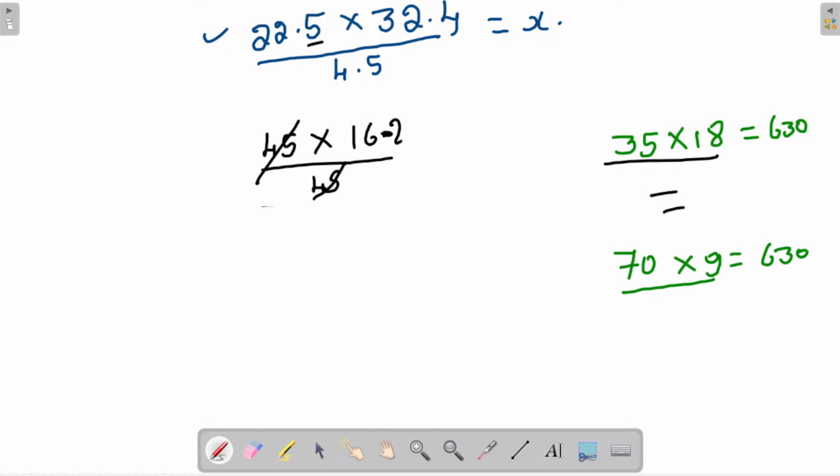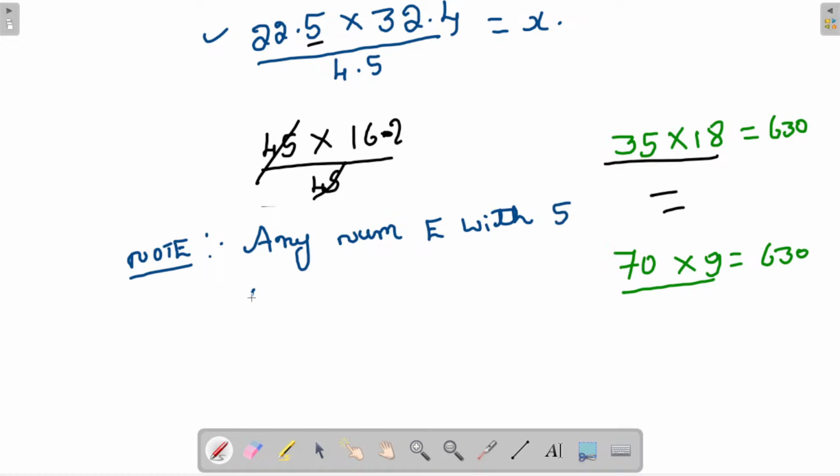Clear? Now, note 1: in multiplication, any number ending with 5, and the other number is an even number, then do one side double, another side half.